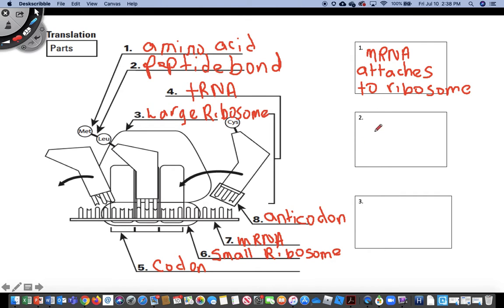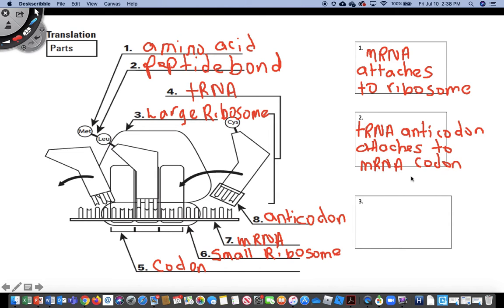Okay, so what happens after mRNA attaches to the ribosome? Then tRNA comes in and it attaches its anticodon to the codon on mRNA. So the tRNA anticodon attaches to the mRNA codon. And remember that the tRNA, as it attaches, it's also bringing in the amino acid.